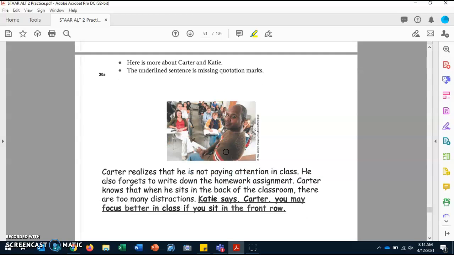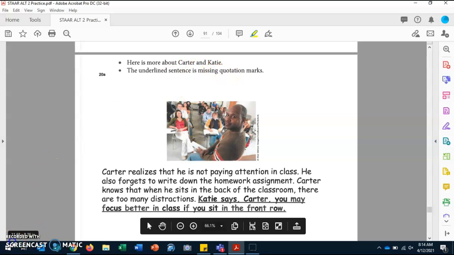Now, our last part here. Here is more about Carter and Katie. The underlined sentence is missing quotation marks. So it says, Carter realizes that he is not paying attention in class. He also forgets to write down the homework assignment. Carter knows that when he sits in the back of the classroom, there are too many distractions. Katie says, Carter, you may focus better in class if you sit in the front.